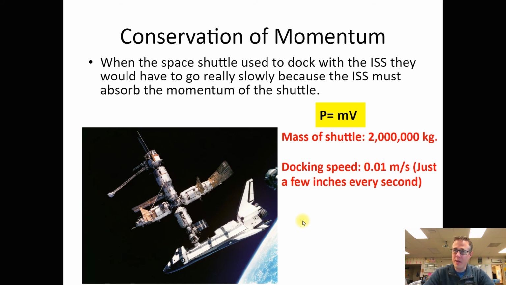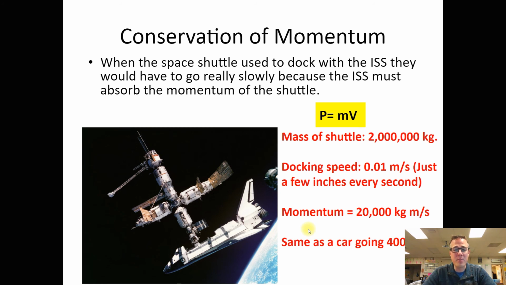So 0.01 is 10 centimeters. That's about like this, maybe the length of my pointer finger, every second. So they're going pretty slow relative to each other, at least. They're zipping around the Earth at a much greater speed, but relative to each other, they're moving about 10 centimeters per second as they move closer to each other. So if you calculate that out, that's 20,000 kilogram meters per second. Just to put that into perspective, that's the same as a small car going 400 miles per hour.